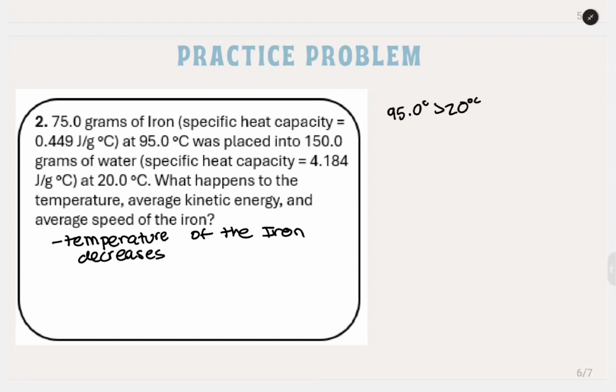When temperature decreases, average kinetic energy also decreases. Basically, iron's average kinetic energy will decrease, and it will eventually become equivalent to water's average kinetic energy. Important thing to note is that water's average kinetic energy will also increase. Because average kinetic energy decreases, average speed will also decrease.